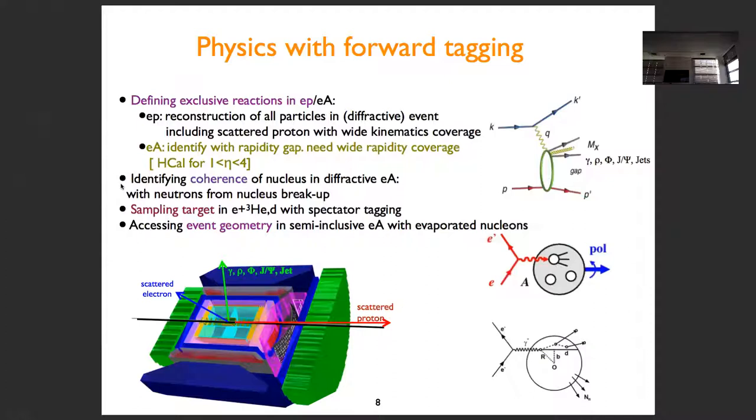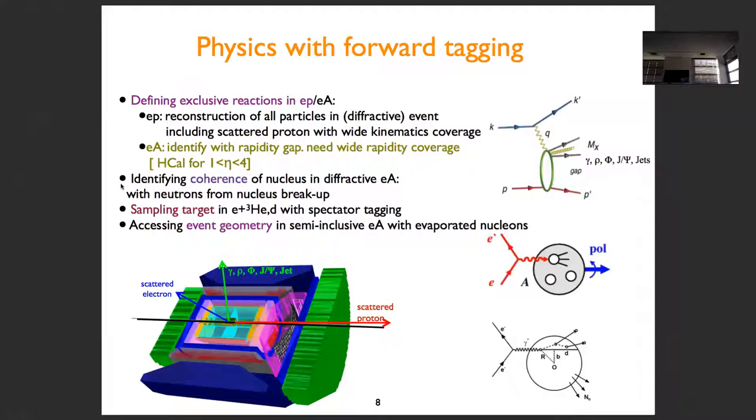The other way to utilize this forward detection, which is also crucial for light ion physics, is this: when you have, for example, helium 3 or the deuteron colliding with an electron, you don't know which nucleon is colliding. If you have a proton or a neutron in the forward direction, you know the target was a neutron or a proton. Helium 3 is the same. If you can tag two protons, it's like you have a collision with an electron and a neutron.